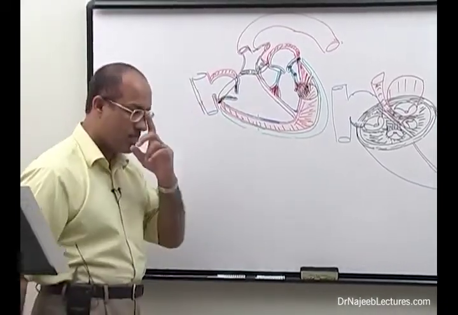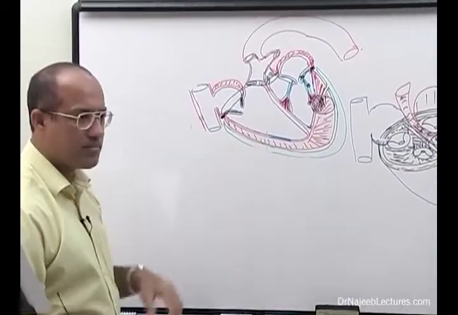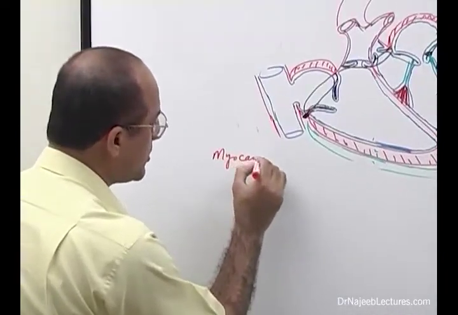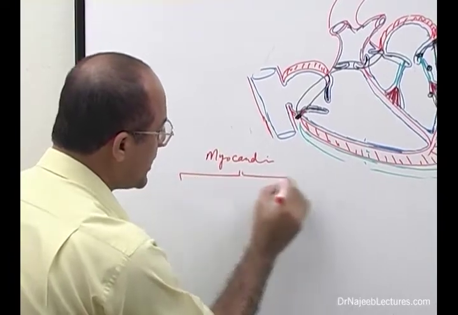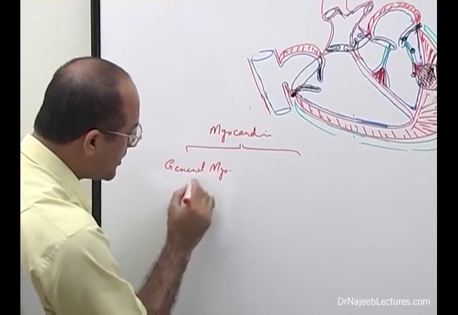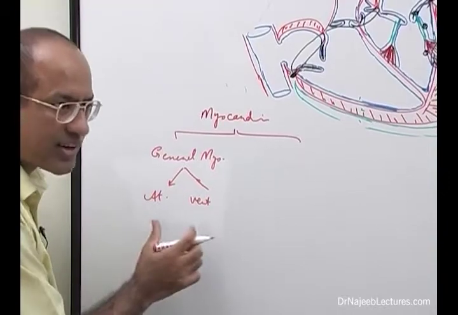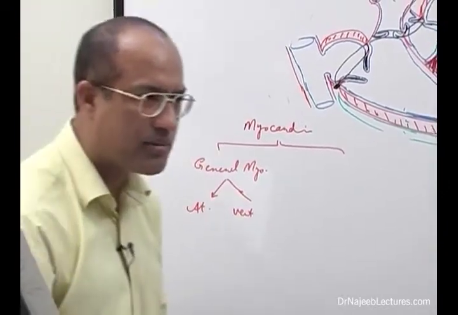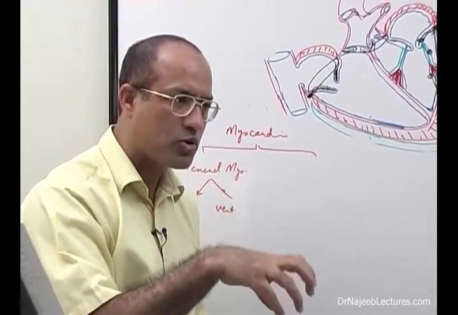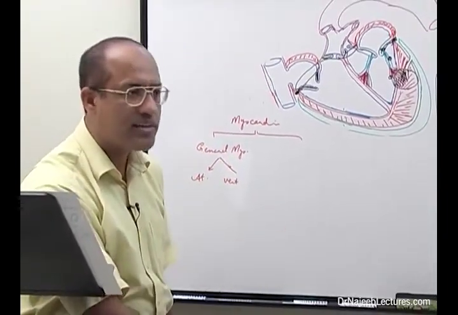Anyway, let's come back. What we are talking about now is the myocardium. Generally, all myocardium is classified as general myocardium, which is mostly atrial and ventricular myocardium, concerned with the contractile function. Most of the atrial and ventricular myocardium has the main function of contraction, so that blood from the atria goes to the ventricle, and when the ventricle contracts, blood goes to the main outlet arteries.